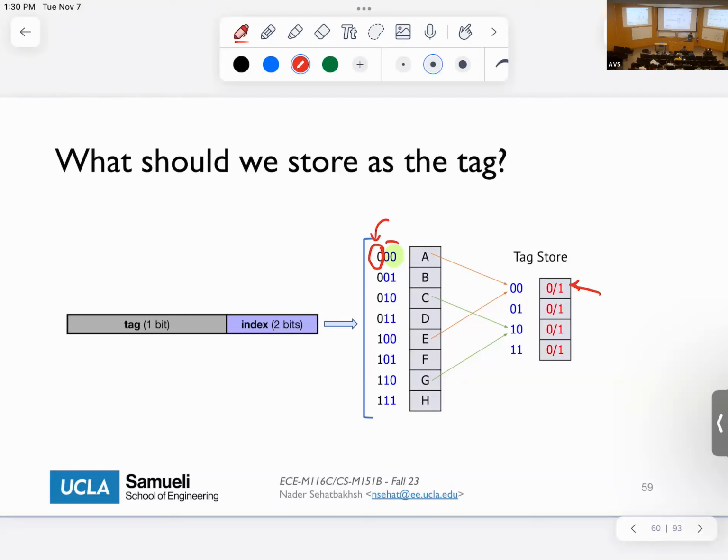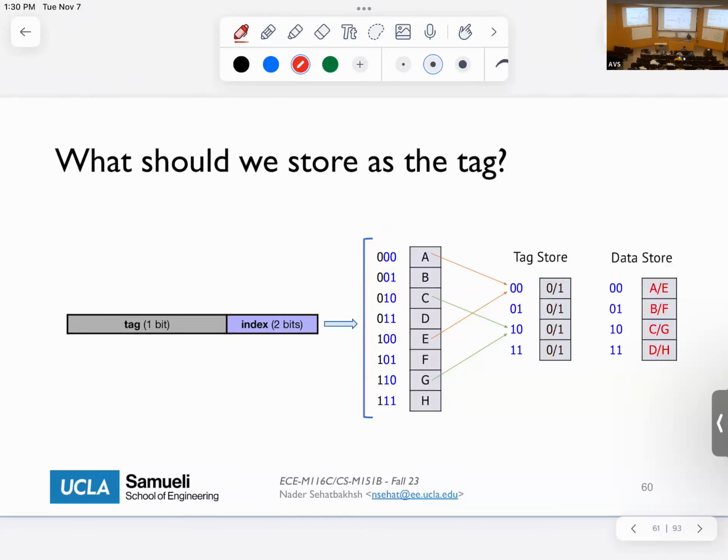We discussed this in the BTB as well. So the mapping would be based on the similarity of index bits, and the data that we store in the tag would be whatever remains from the address. Okay, so that's how we're going to map this main memory to my cache. And this is only one mapping for now. I'm going to describe other mappings as well.